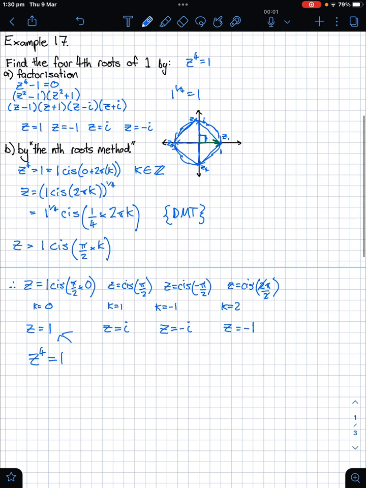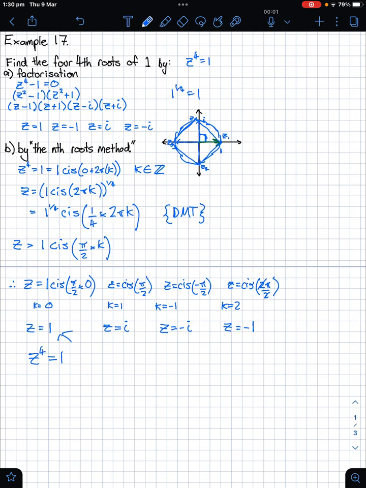Now, I've sort of tried to rush through this. Have a go with these ones. I hope that all makes sense. Thanks.